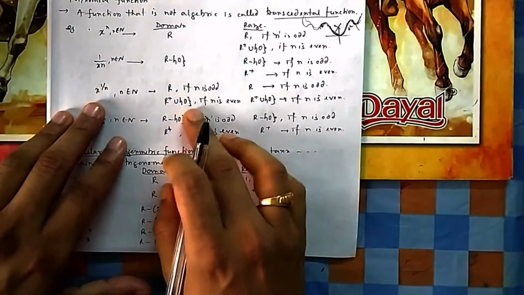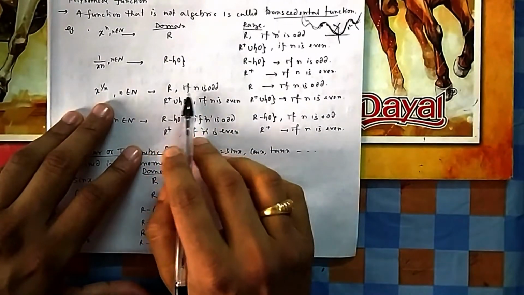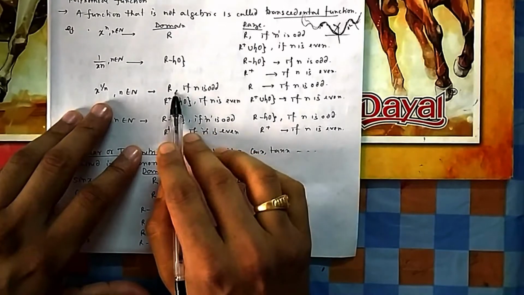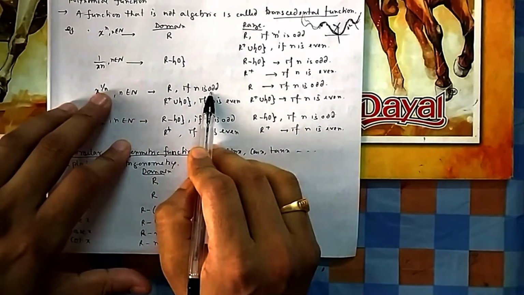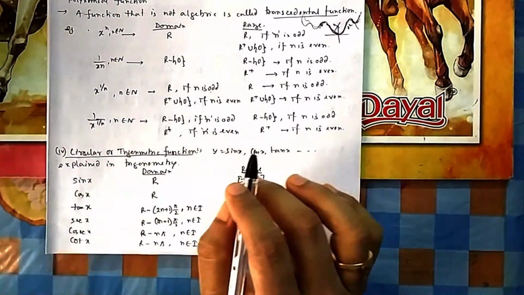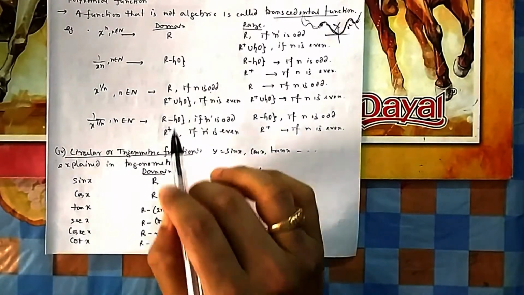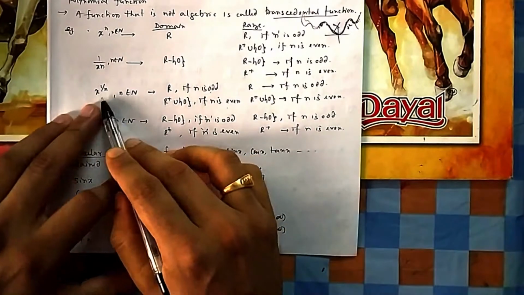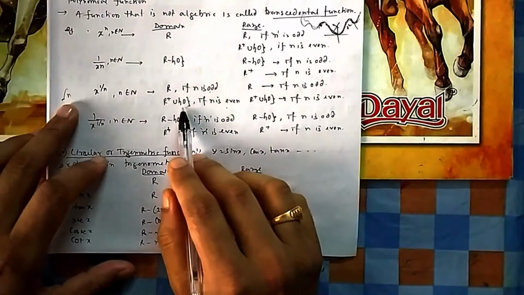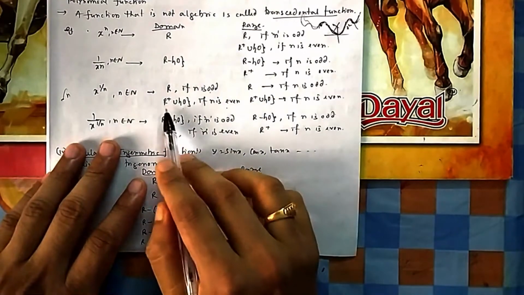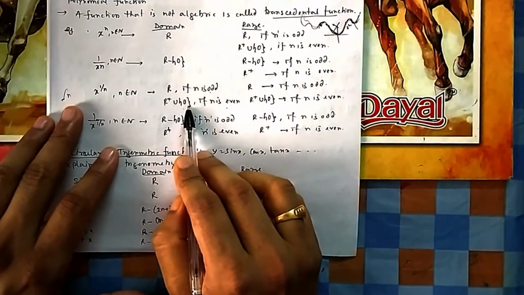X to the power 1 by n, now you can see if n is odd, you can put any values. If it is an odd number, suppose 1 by 3, 1 by 5, any negative numbers are also possible. But if it is even, then you cannot put negative numbers, suppose under root x. So can you put minus 25? No, because a real number will not come. So if it is even, you can only put positive numbers or 0.